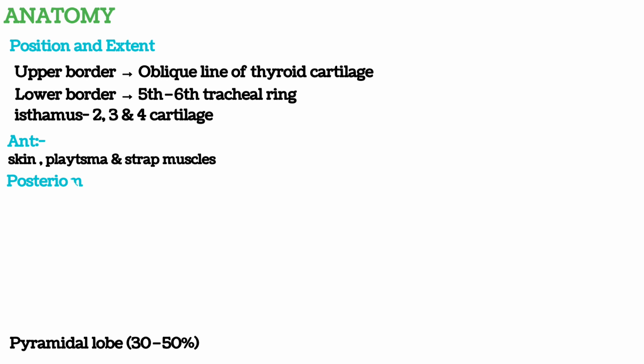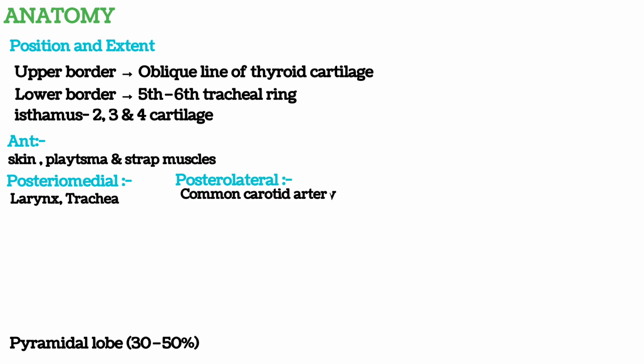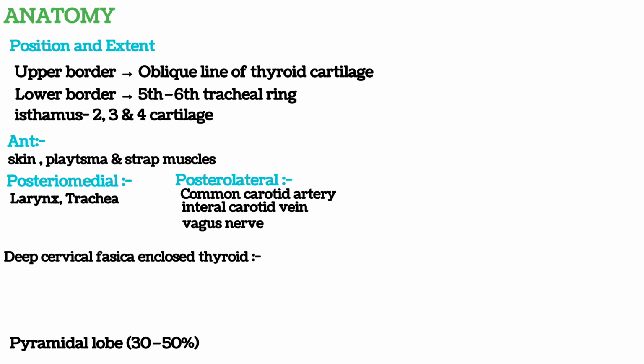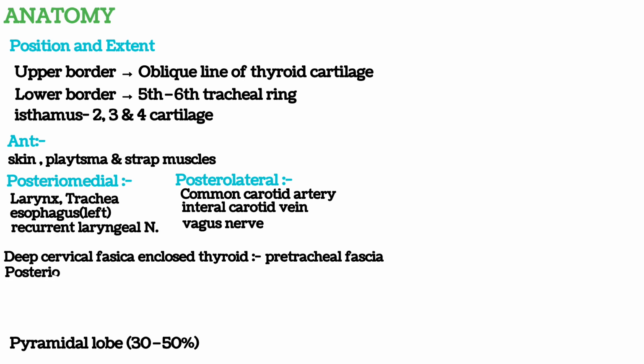And if we discuss posteromedially, there is larynx and trachea. And posterolaterally, there is carotid sheath enclosing its contents, as in common carotid artery, internal jugular vein, and the third one is vagus nerve. Along with that, there is a deep cervical fascia which encloses the thyroid, and the deep condensation, the posterior condensation of this deep cervical fascia leads to formation of Berry's ligament.